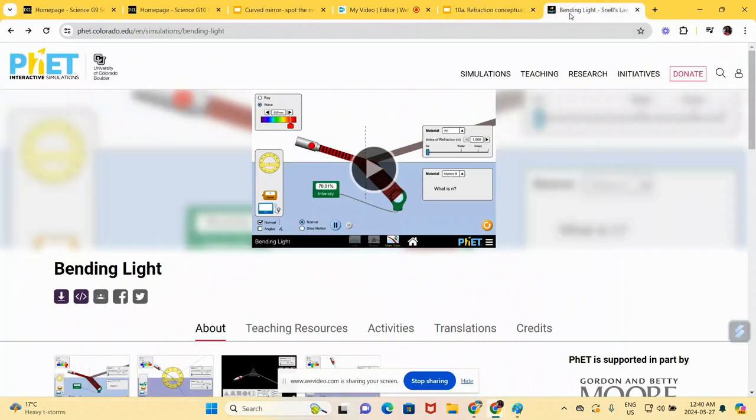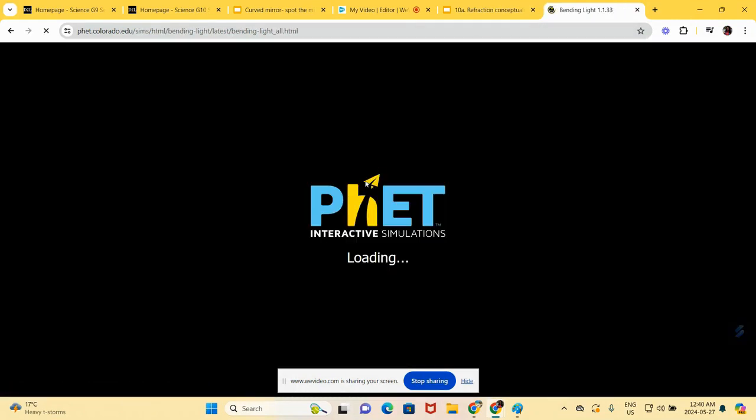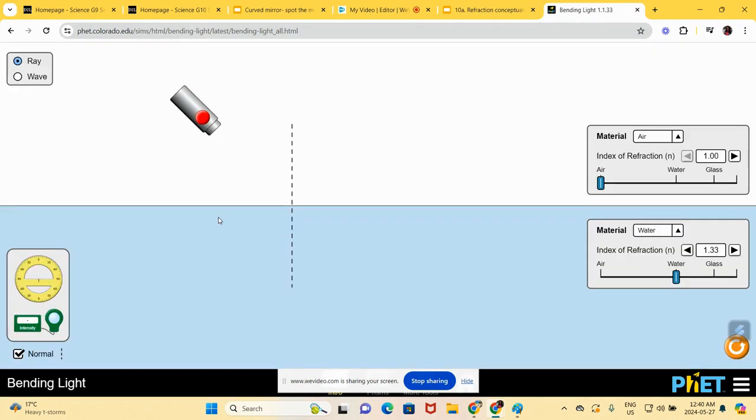We're going to open the light simulator on PhET, and I'd like us to go into the intro tab. This is the light source. You click on that red button. You will be able to see light incident on the interface. Right now it is air traveling into water.